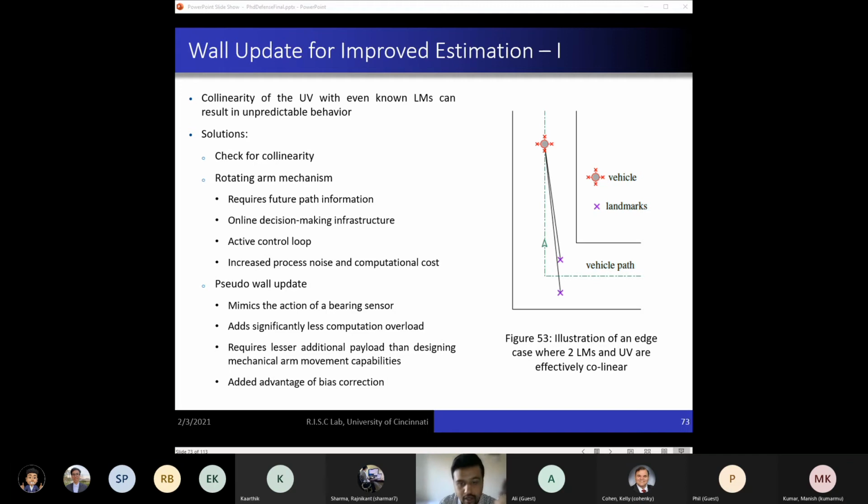The solution we incorporated to address this issue is by taking pseudo-wall measurements, typically at a lower frequency. This sort of mimics the action of a bearing sensor at significantly less computational overload in comparison to the other 2 methods. Not only that, it can also facilitate navigation without the need of additional position bias modeling or correction. This way, we can hit 2 birds with 1 stone.